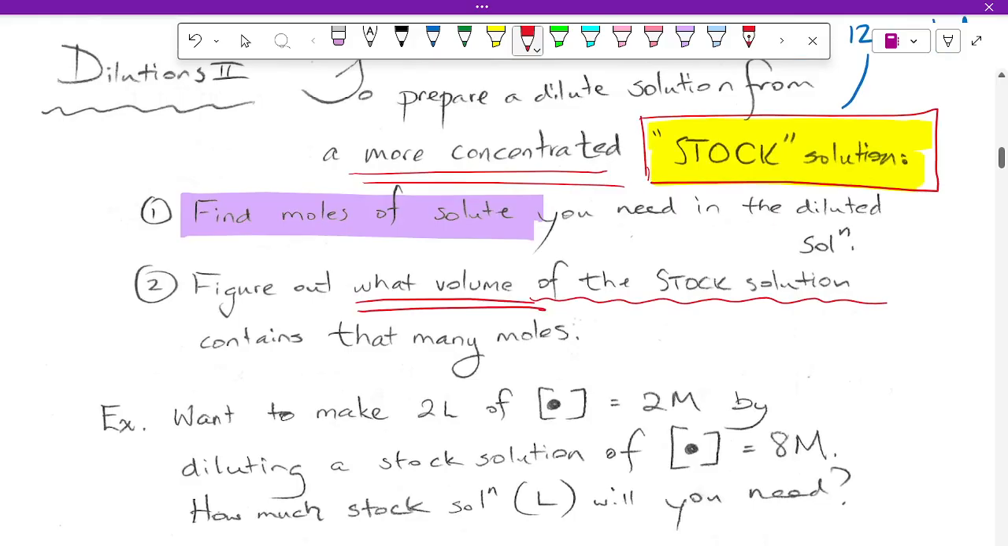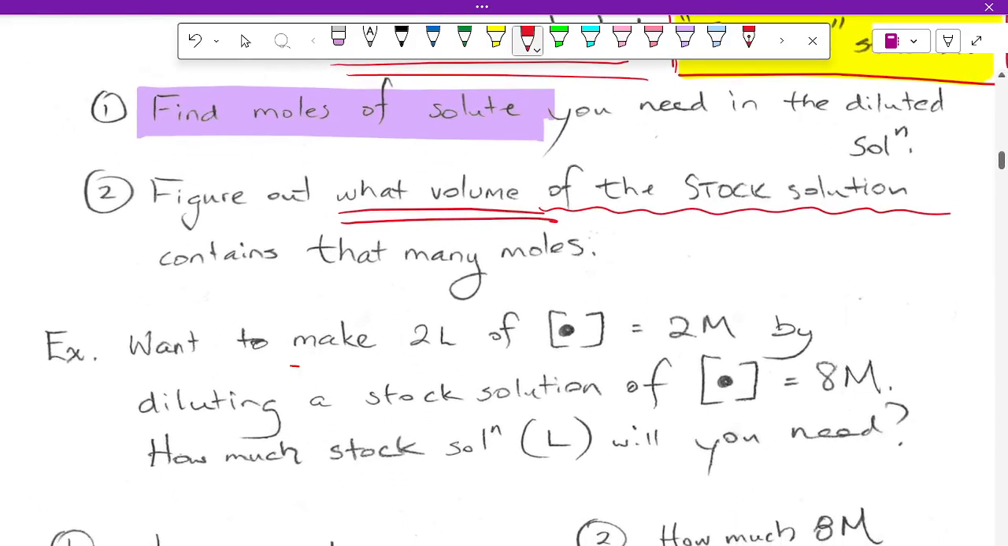So for example, if we want to make 2 liters of, and we've got our little particles again here, the concentration of those little particles is 2 molar. That's our stock.